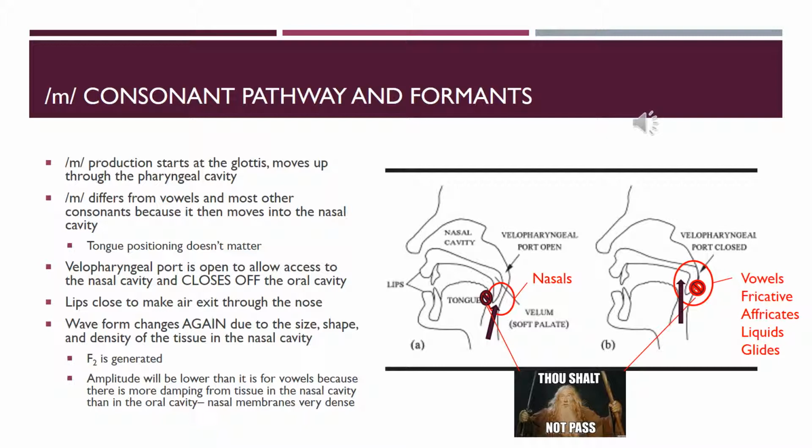So the waveform changes again due to the size, shape, and density of the tissue in the nasal cavity. And this is the second formant. So F2 is generated there in the nasal cavity. The amplitude is going to be lower than it is for vowels with the M consonant because there's more damping from the tissue in the nasal cavity than in the oral cavity. And that's because the nasal membranes are very dense.